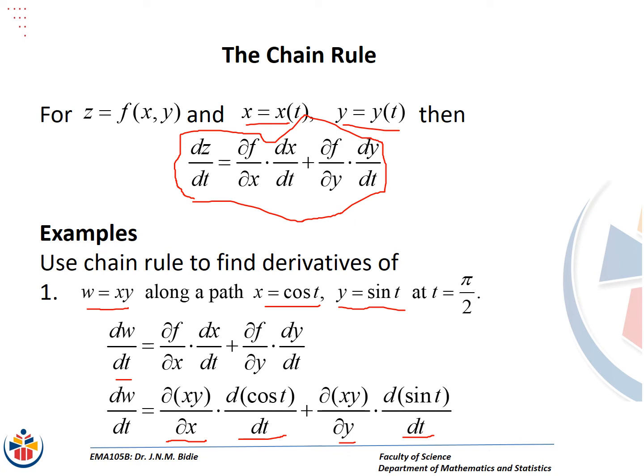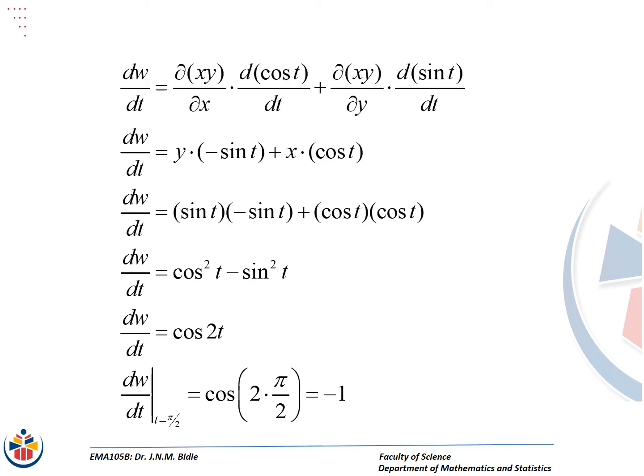And then let's enumerate this. Remember, partial differentiation for xy with respect to x means y is a constant. Partial differentiation of xy with respect to y, that means x is a constant. Our answer becomes y, because dxy over dx gives you y. The derivative of cos t is minus sine t, and dxy over dy gives us x, and the derivative of sine t is cos t.